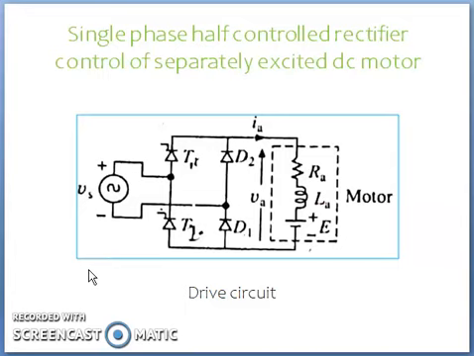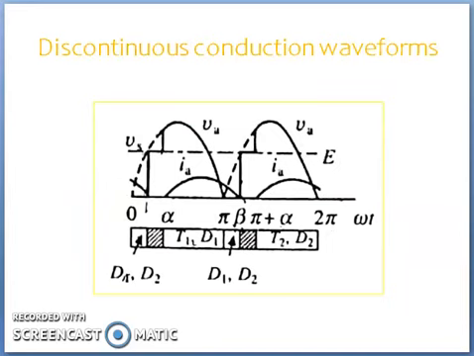In a cycle of the input voltage source, defined by Vs equal to Vm sin omega t, thyristor T1 receives the gate pulse from alpha to pi and T2 from pi plus alpha to 2 pi in the next half cycle. The motor terminal voltage and current waveforms for the discontinuous and continuous conduction modes are shown.